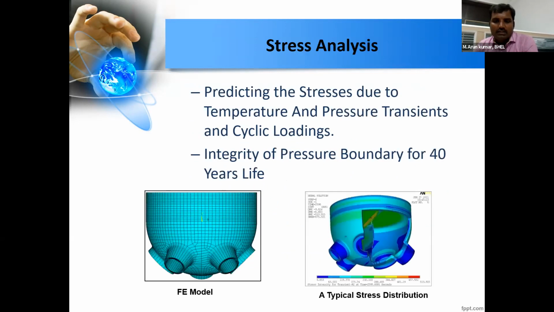Then let us come to the stress and fatigue analysis. Here, as per ASME, all the nuclear design is as per ASME Section 3. Here, the design is as per design by analysis. Before going for analysis, if we do the analysis using computer software, we have to validate the software first.